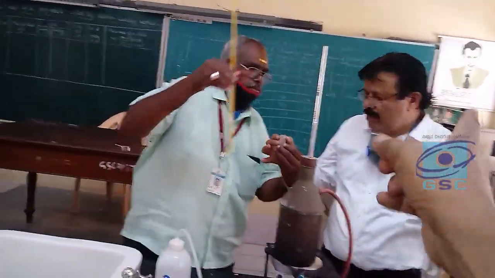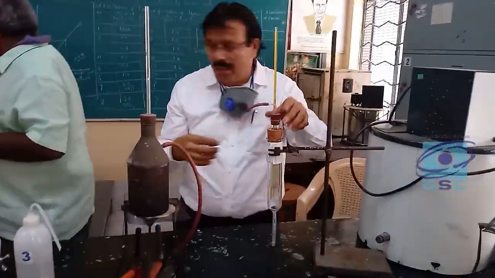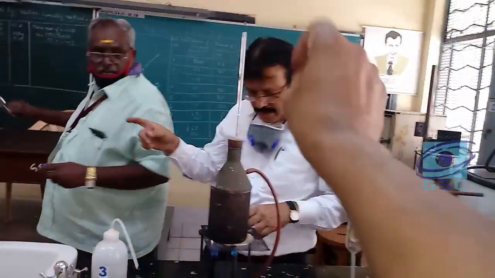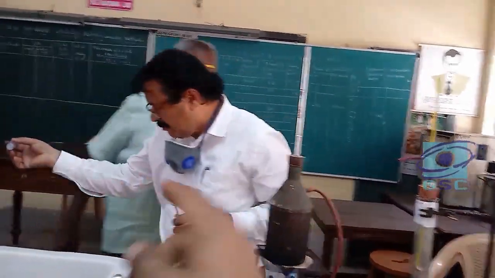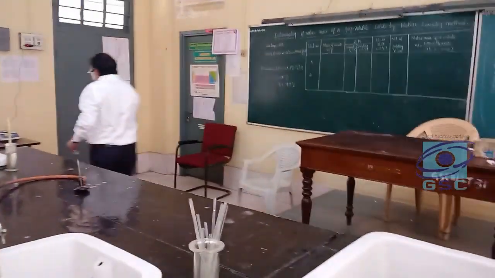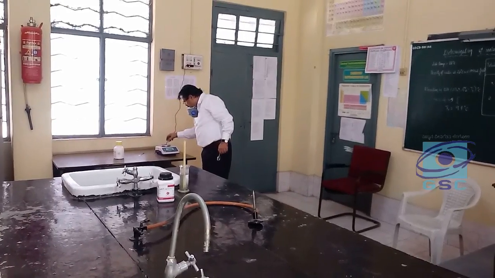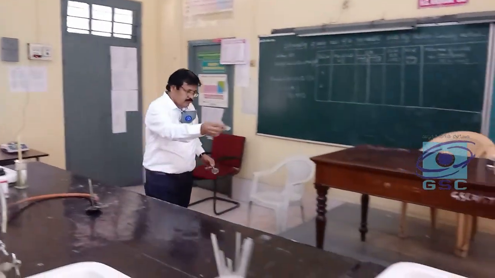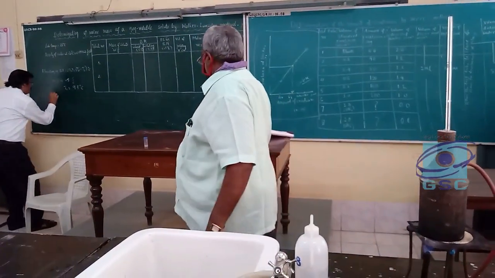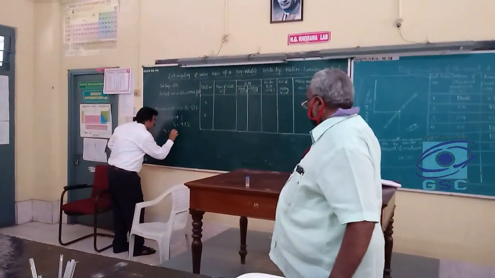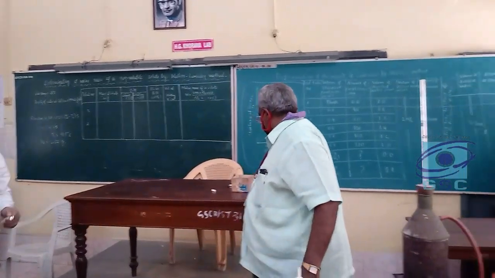Keep the apparatus like this. Fix the thermometer and the steel tube. Now you need to take the second weight. It is 3.57. The value of W2 equals 3.57 grams.